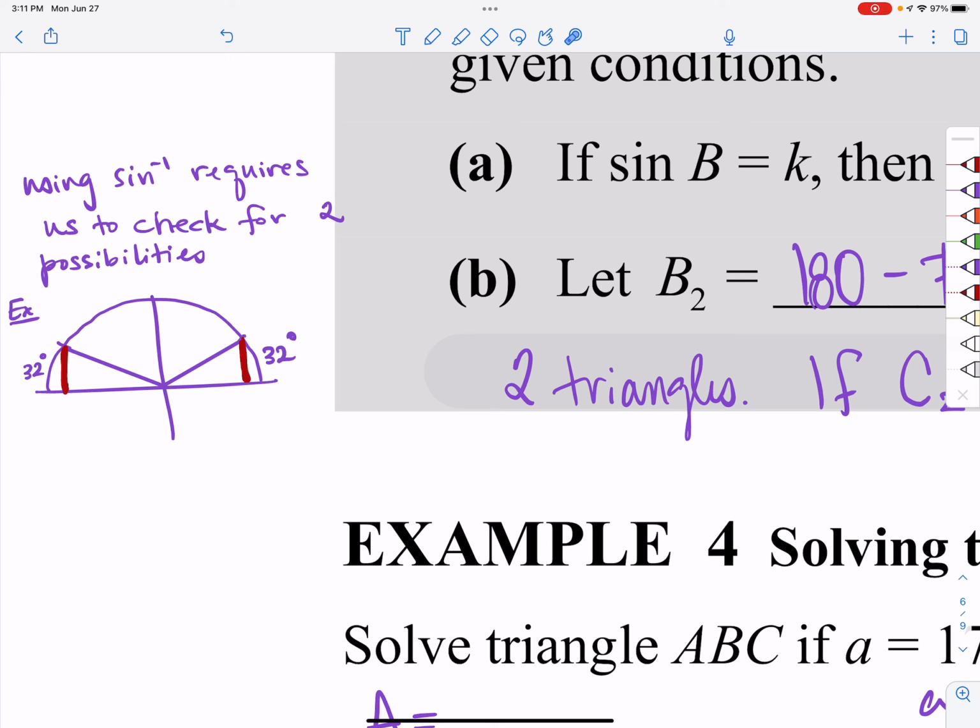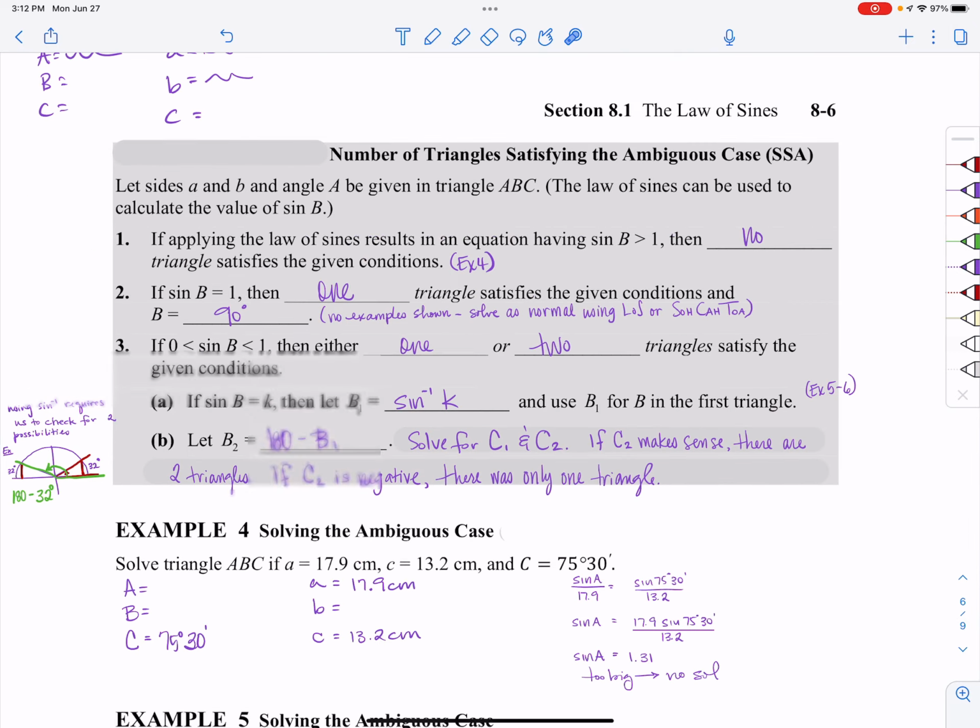We understand that one of our angles is this 32-degree angle, but then another angle is going to go from here to here. The way that I would find out what that angle is, is to do 180 minus 32 degrees. And that's going to give me that green angle there. All right, so what I say next is going to deal heavily with this: anytime you use a sine inverse, you need to consider that there might be two possibilities. All right, so let's take a look at what that looks like.